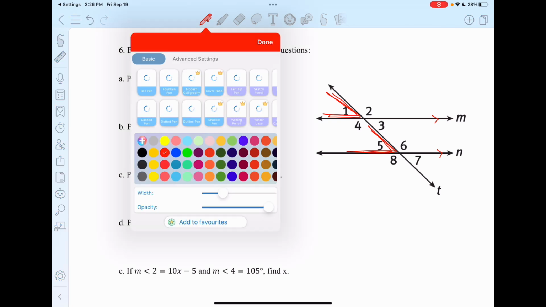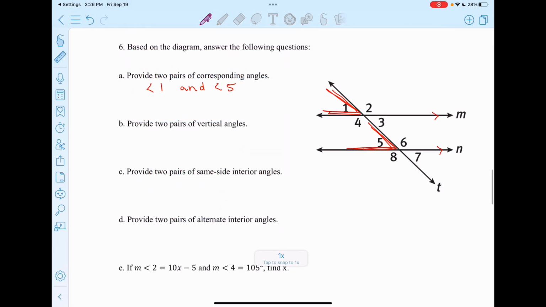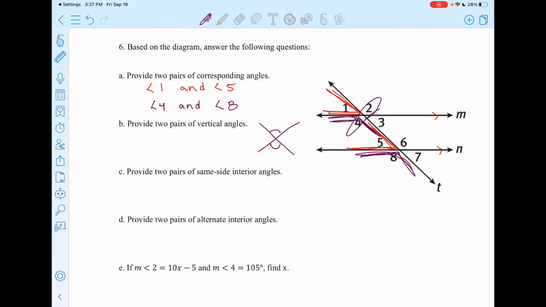And we also have 4 and 8. Both 4 and 8 are on the same side of the transversal and they both point downwards. Next it says provide two pairs of vertical angles. Vertical angles are the angles that are on either side of each other when we have two intersecting lines. For example, 2 and 4. And 1 and 3.